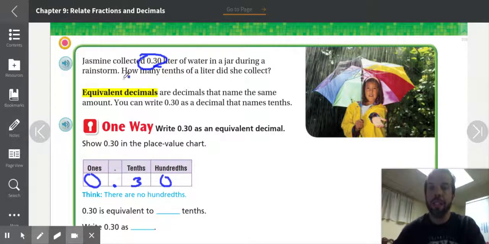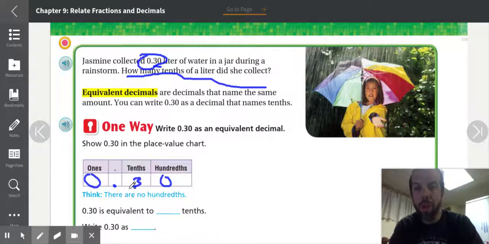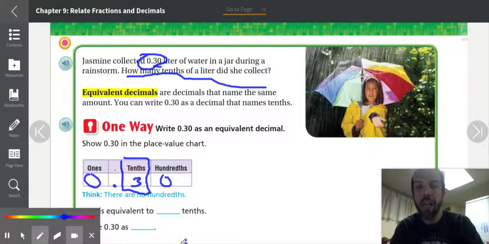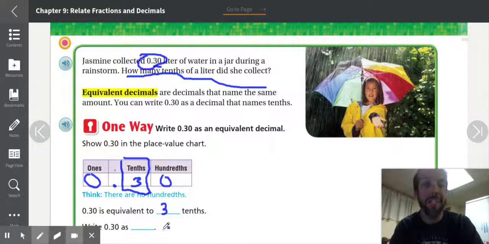Our question says, how many tenths of a liter did she collect? Well, if I look at my place value chart and I look at the tenths, I can see that she has collected 3 tenths of a liter, which is equivalent to 30 hundredths. They're the same thing. So again, just like the last problem, 30 hundredths would be equivalent to 3 tenths. They're the same thing.